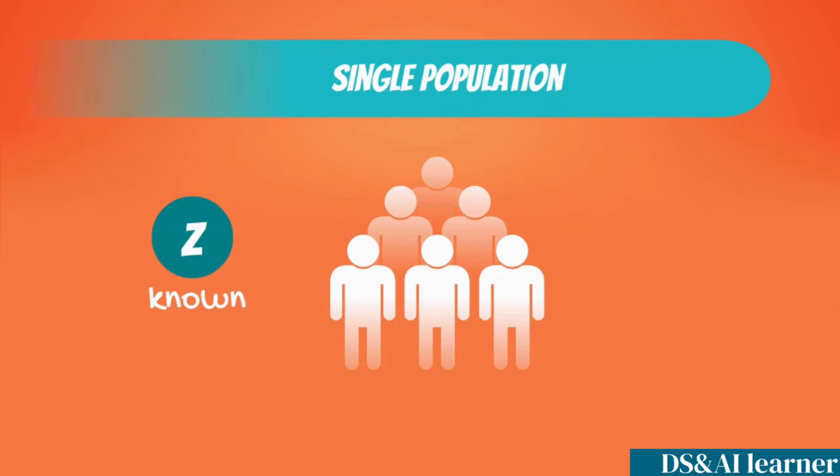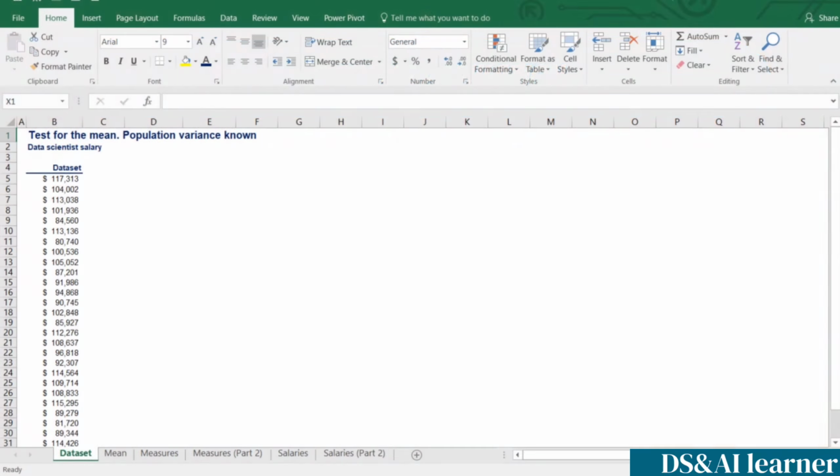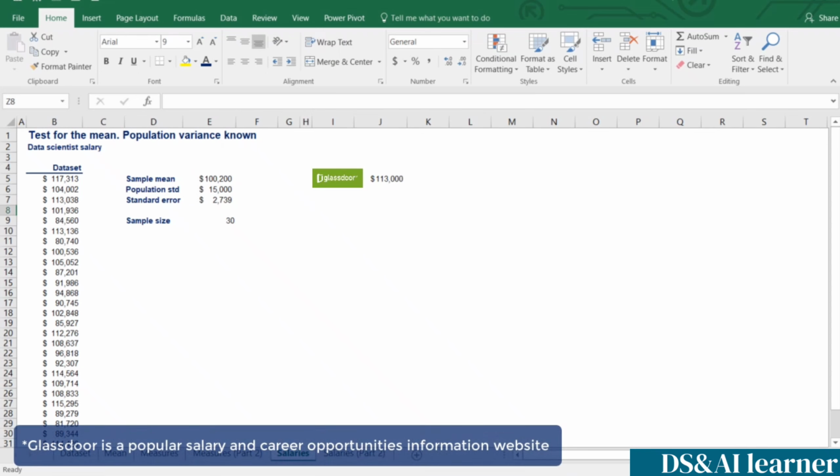For this test, we will use our good old data scientist salary example. Here's the dataset one more time. By now, I hope you are able to calculate the sample mean. It is $100,200. The population variance is known, and its standard deviation is equal to $15,000. Moreover, the sample size is 30. However, you saw that according to Glassdoor, the popular salary information website, the mean data scientist salary is $113,000.